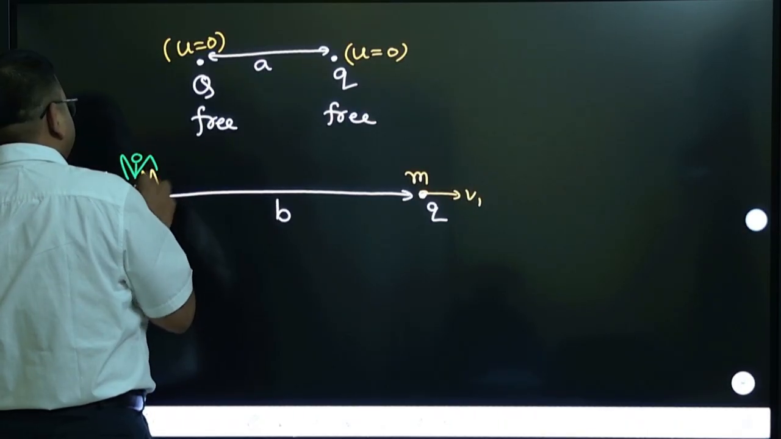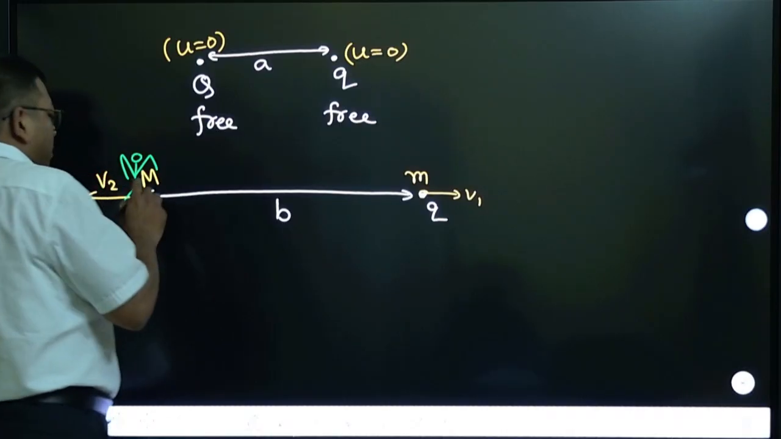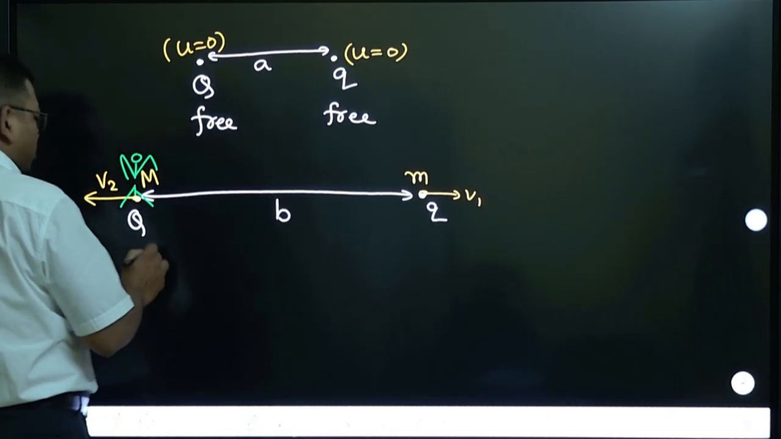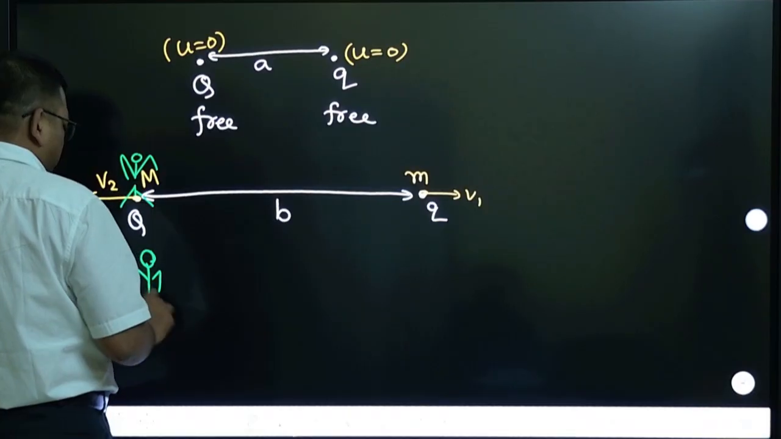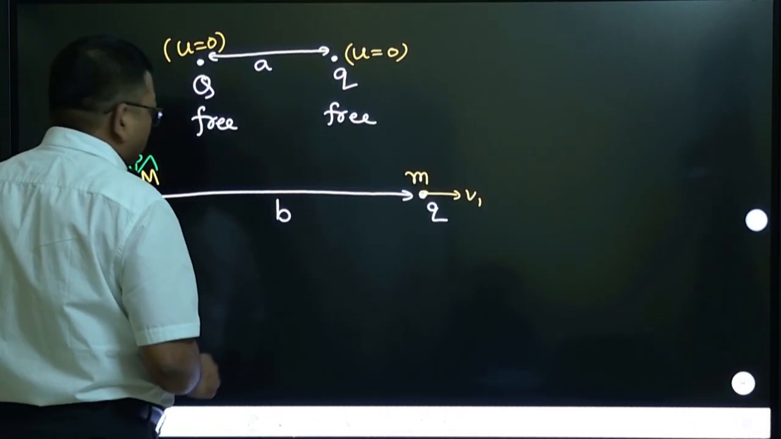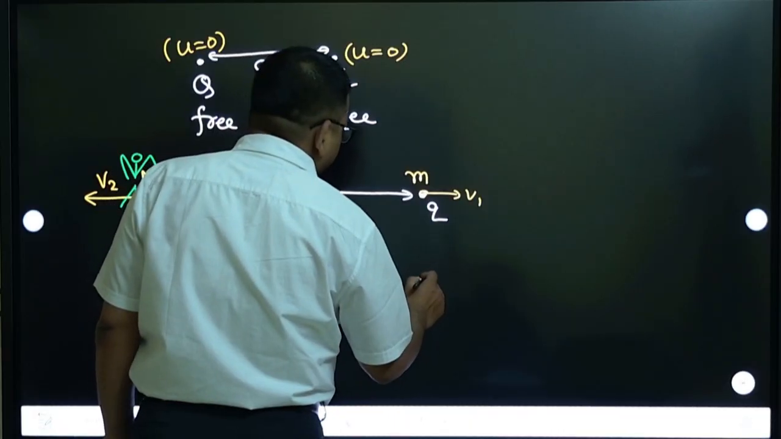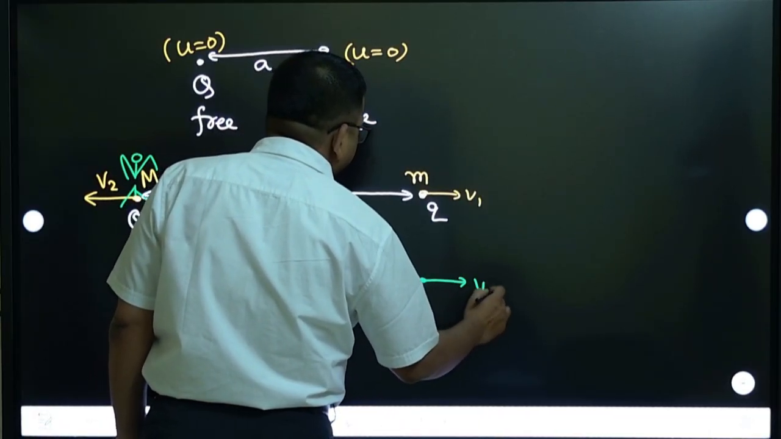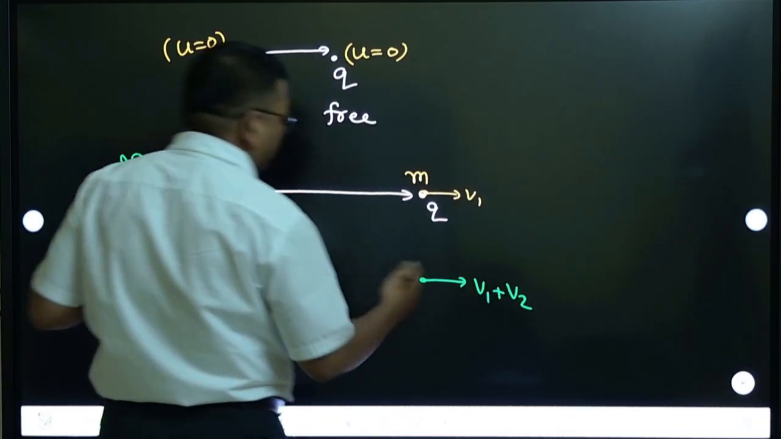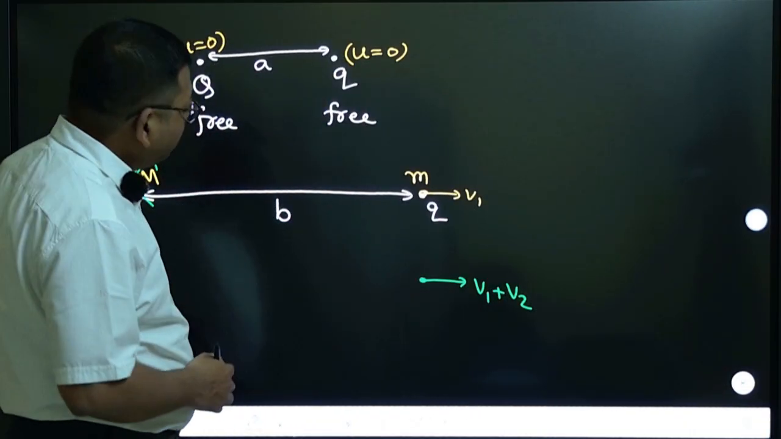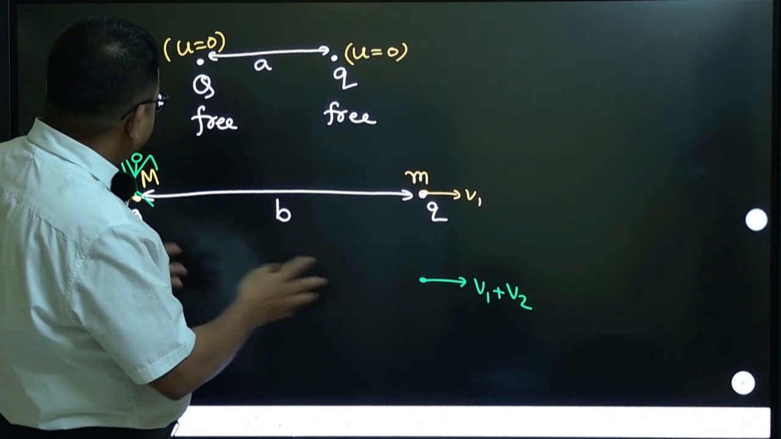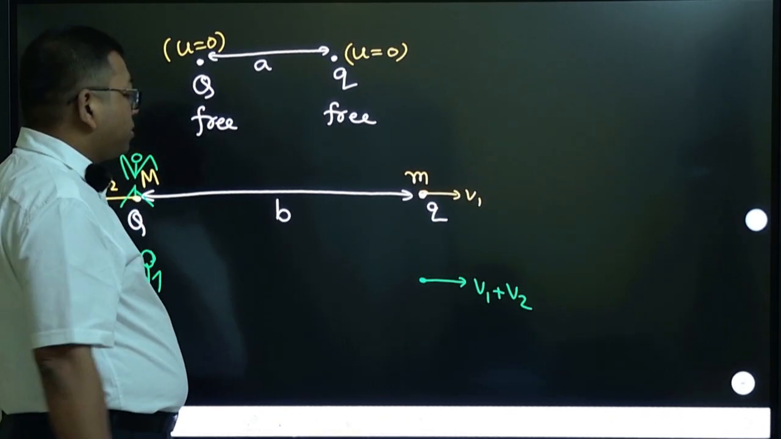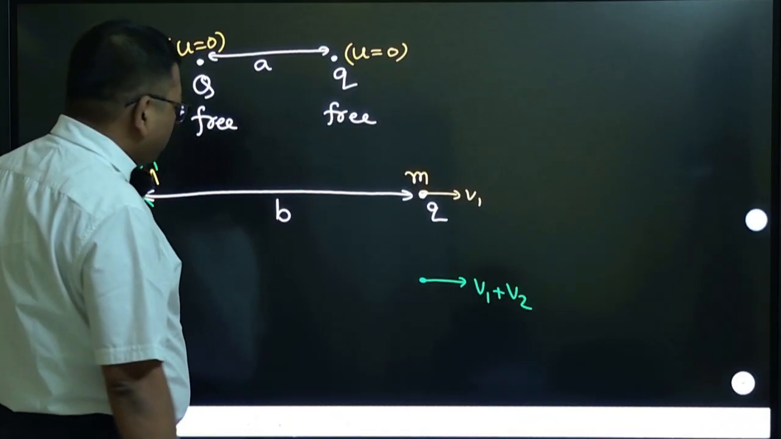So if you say that this is the observer, then relative to this you have to study. So this observer will see what? This observer will see right now this body has a velocity of v1 plus v2, because they are going in opposite direction, right? So relative motion, opposite direction means it will add up.